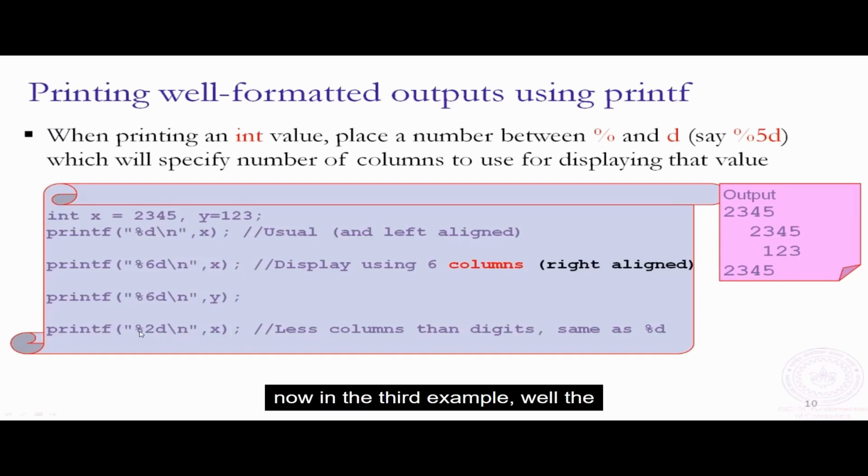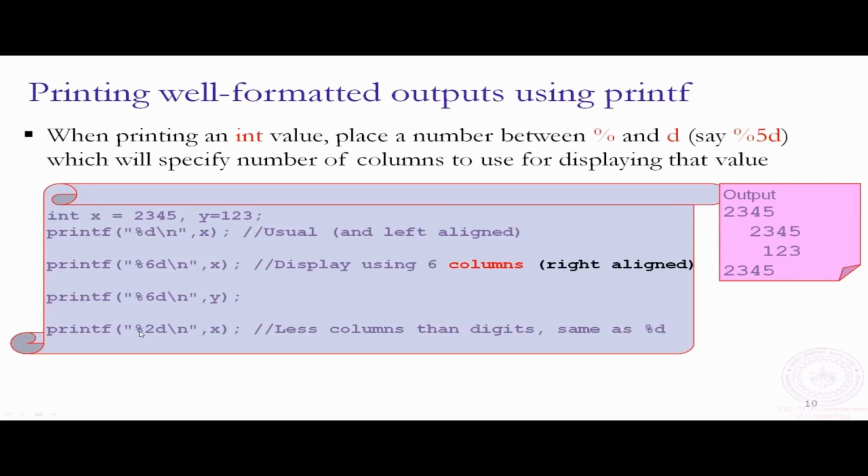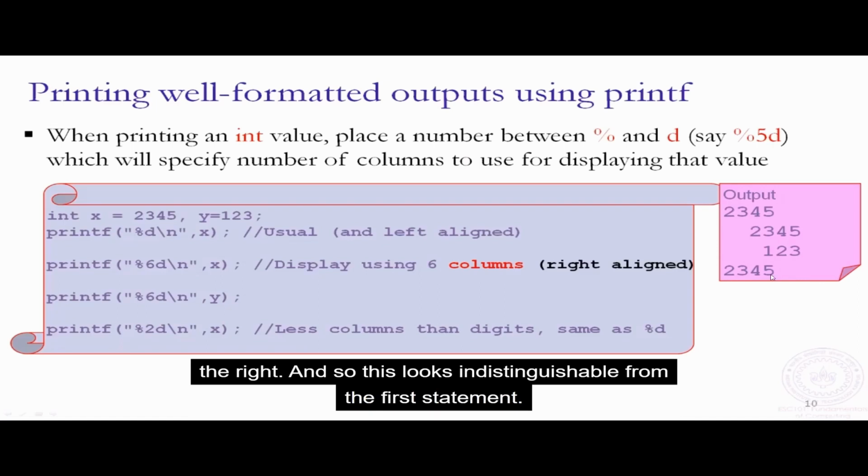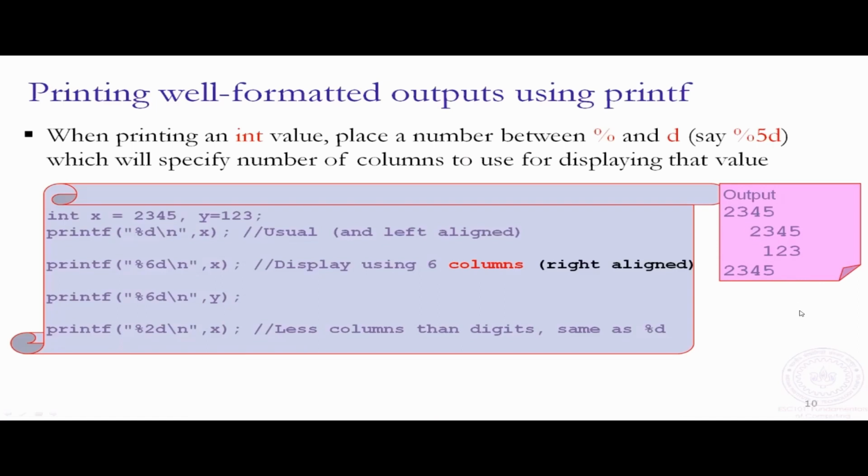Now in the fourth example, we say use 2 columns, but since 2 columns are not enough, we print basically in these 2 columns, and whatever is overflowing goes to the right. And so this looks indistinguishable from the first statement.